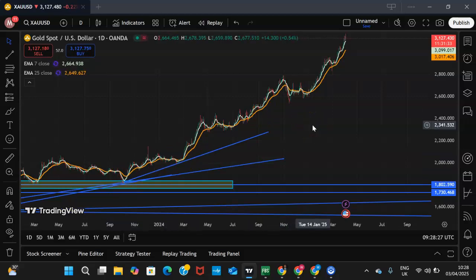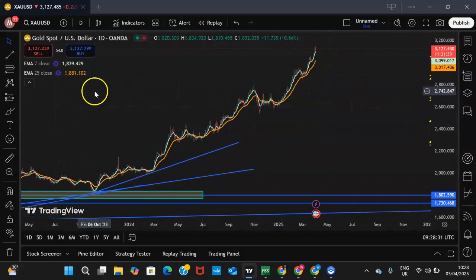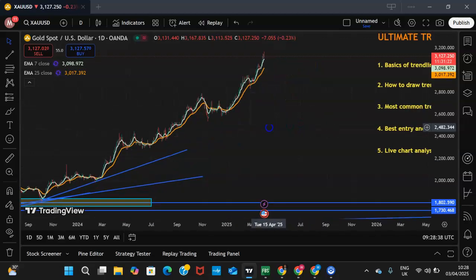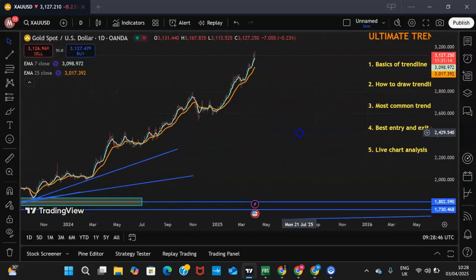Now the way we use trend lines, of course, we know in uptrends we want to keep seeing higher lows and higher highs, and in a downtrend you want to keep seeing lower lows and lower highs. Now, having said that, how do we draw trend lines?